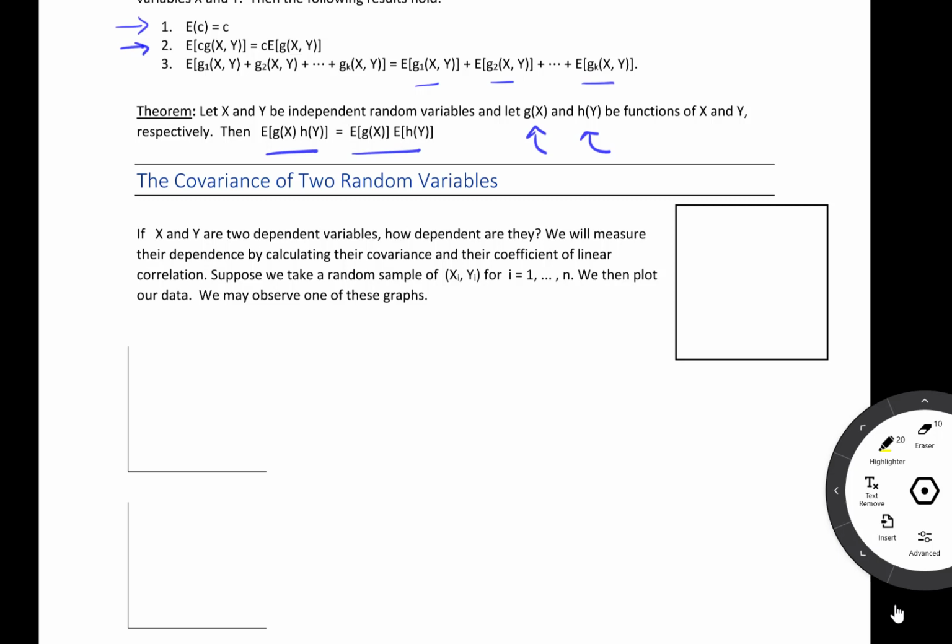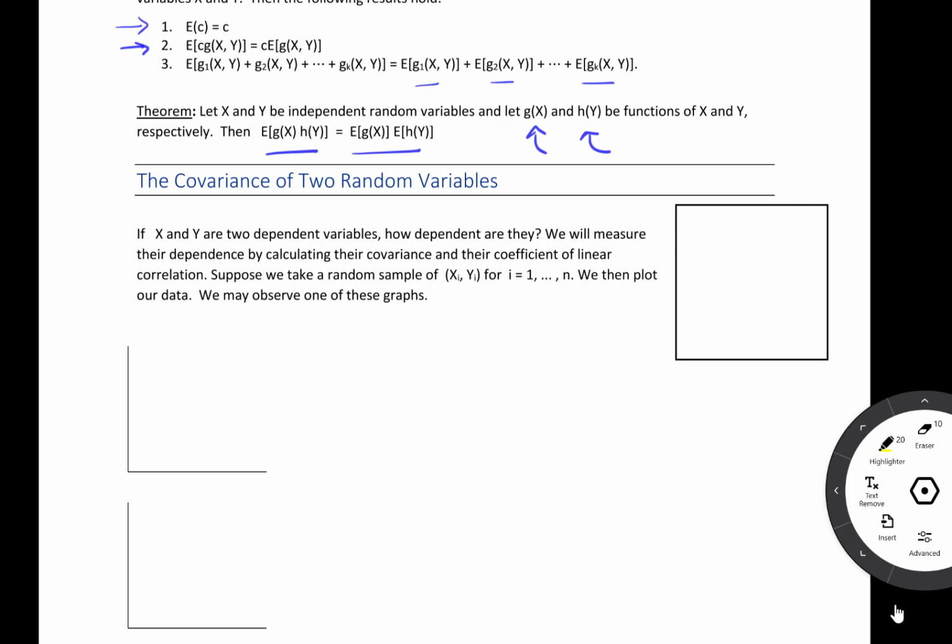And so the idea is if X and Y are two dependent variables, how dependent are they? You can measure the dependence by calculating their covariance and their coefficient of linear correlation. So suppose that we take a random sample. You can think of this as being samples from two separate populations, the X 1 through n and then the Y 1 through n, and then we could plot our data.